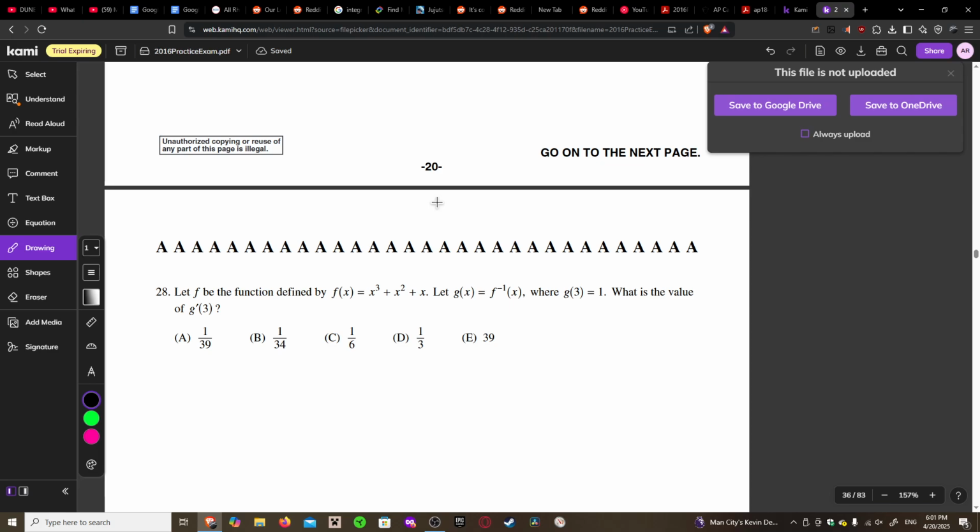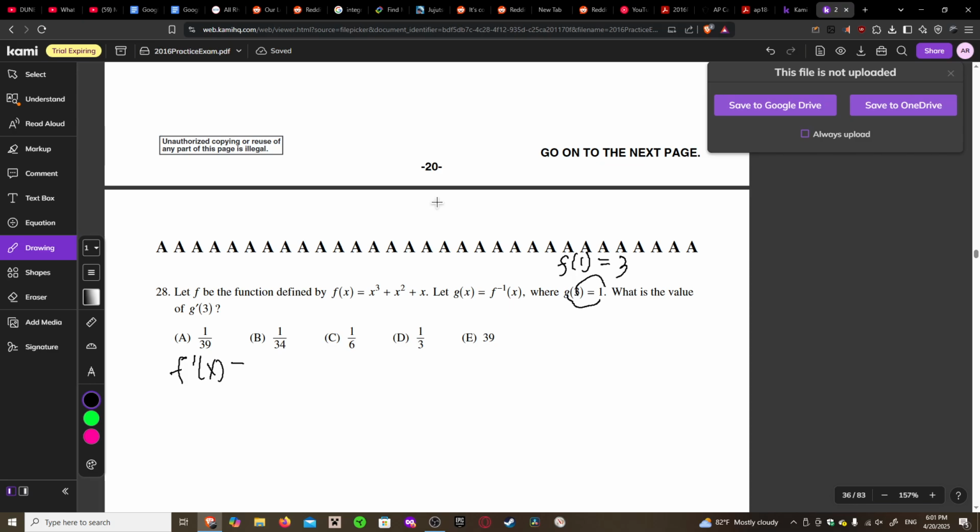Let f be the function that is a long polynomial, well, not really long. Inverse g of 3 is equal to 1. What is the value of g prime of 3? Okay, so that'd be f. So f of 1 is equal to 3. Okay, so let me find f prime.